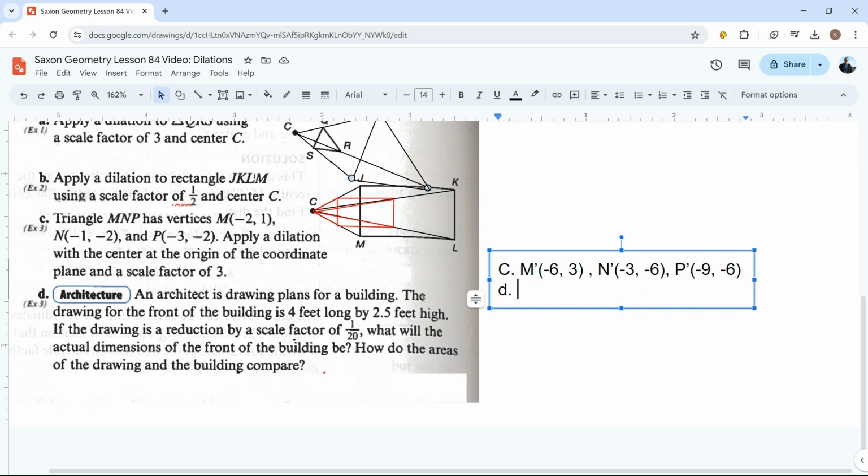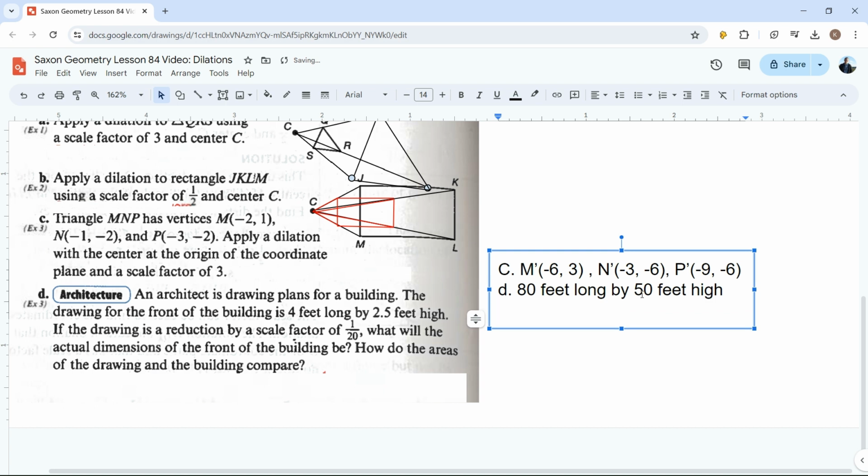But in this case, it's 1/20th. I'm going to have to multiply by 20 to undo the multiplying by 1/20th, right? So I'm going to have to multiply by 20 to turn it back to its original amount. Because really, what this looks like is x times 1/20th equals 4. 4 times 20 is 80 feet long. Okay, so this is 80 feet long by, and then 2.5 times 20 is 50 feet high.